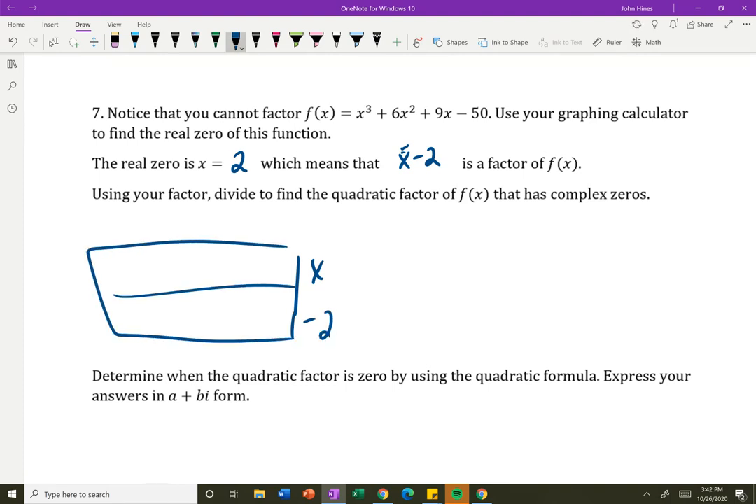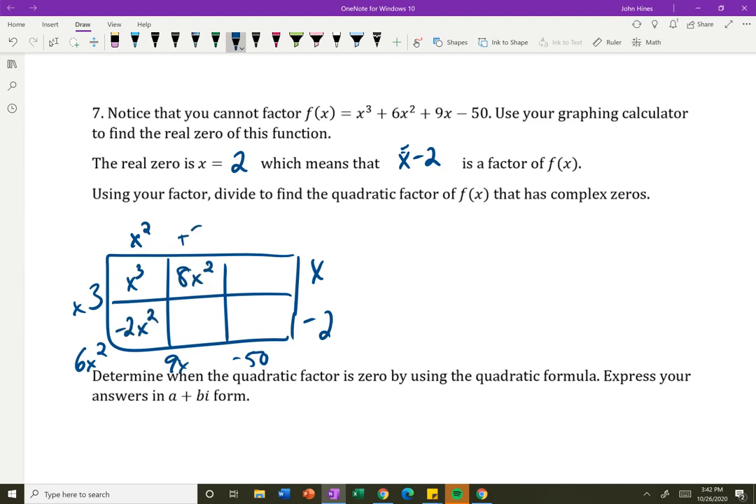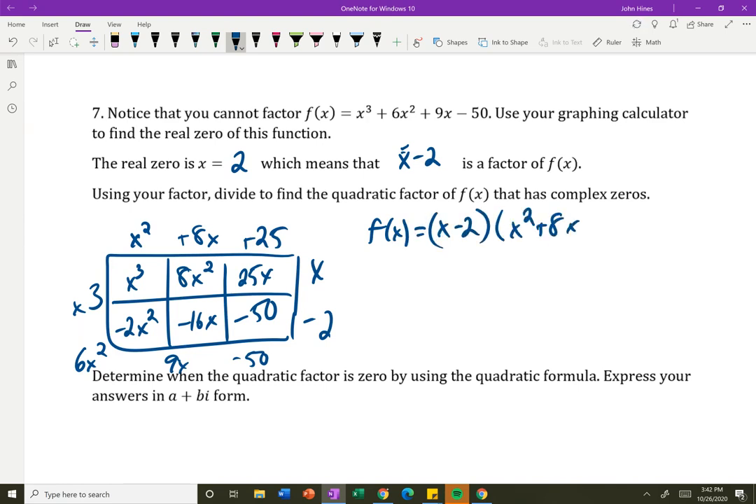This is a terrible box. We're going to restart that. There we go. I got x to the third, 6x squared, 9x, negative 50. So I should get a remainder of 0 because it is a factor. Let's see if I actually set up this question right. Yes, I'm at negative 16. How do I get to 9? I need 25 x's. So it does. So that tells me f of x equals x minus 2 times x squared plus 8x plus 25.